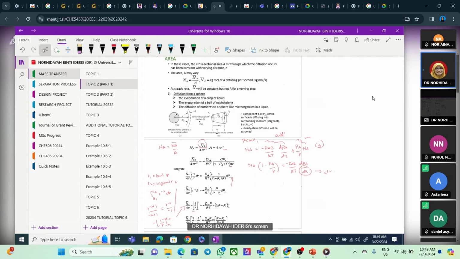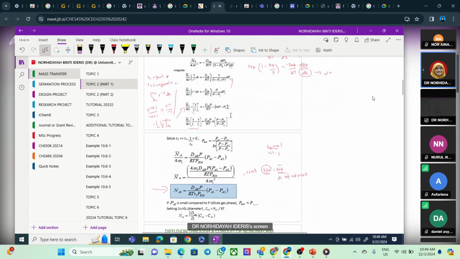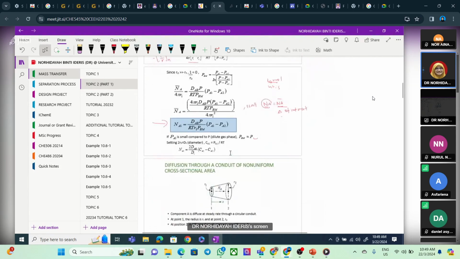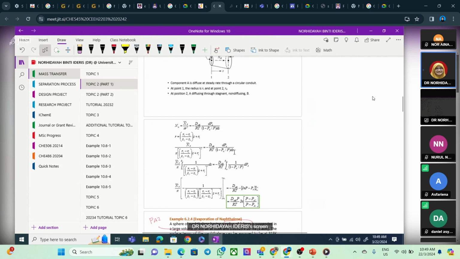Okay, all right. So for the first case, this is the derivation of the equation for the case of diffusion through a varying cross-sectional area referring to the naphthalene ball. Okay, for this part, the second one, the diffusion through a conduit of non-uniform cross-sectional area. Okay, this is the final equation.